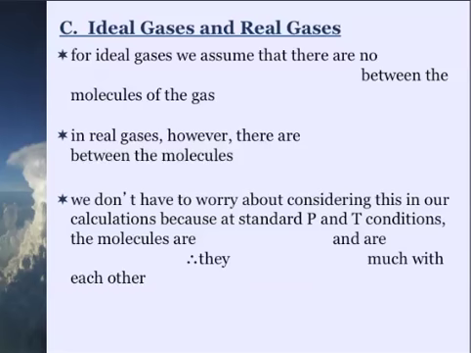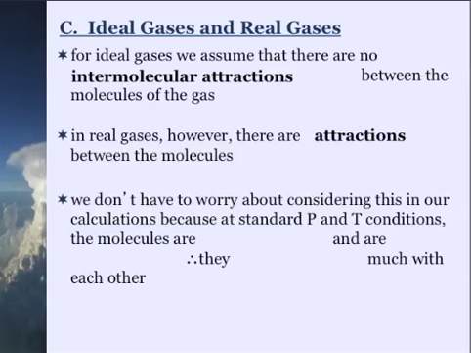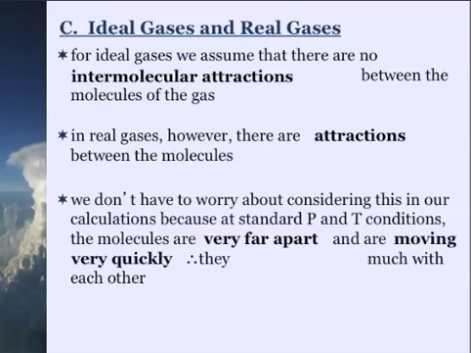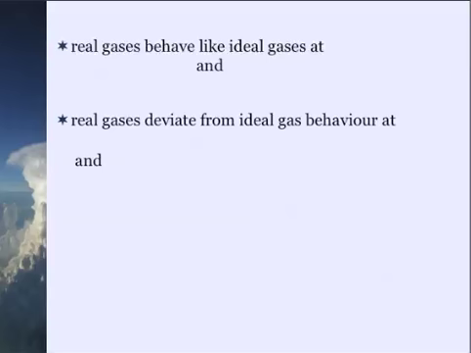For ideal gases, we assume that there are no intermolecular attractions between the molecules of the gas. In real gases, however, there are attractions between the molecules. We don't have to worry about considering this in our calculations because at standard pressure and temperature conditions, the molecules are very far apart and are moving very quickly. Therefore, they do not interact much with each other. Real gases behave like ideal gases at high temperatures and low pressures.